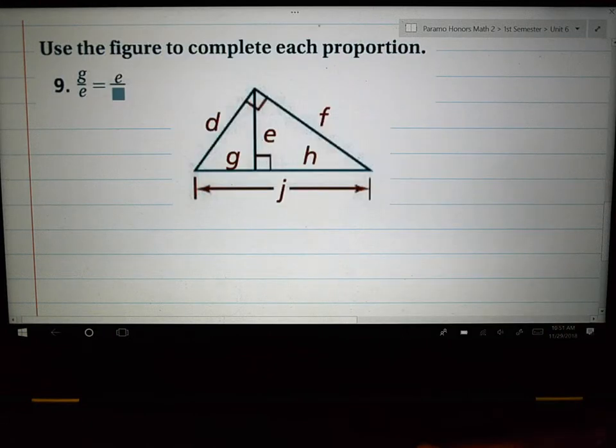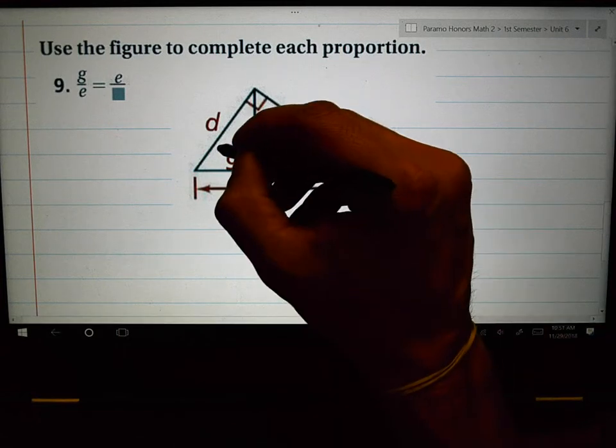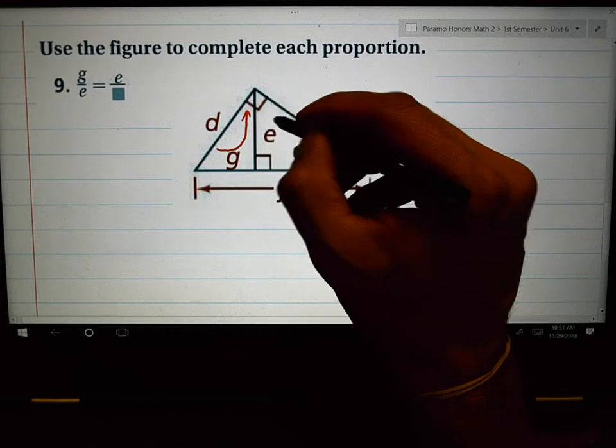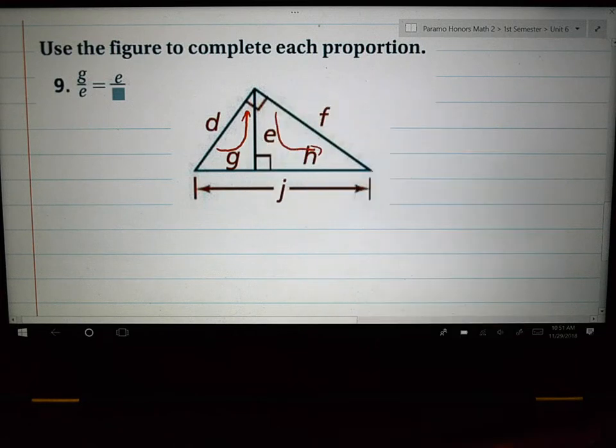Number 9 says, use the figure to complete each proportion. They give you a bunch of letters. They say G over E is equal to E over what? If you feel like drawing the arrows, draw the arrows. It might help you to go G over E is equal to E over what?